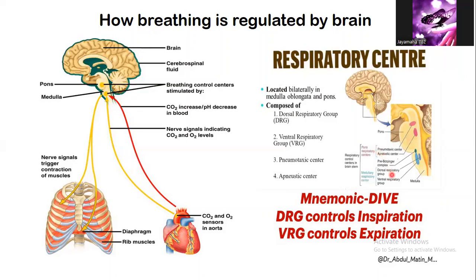And there's another center situated in the pons, called the apneustic center. It helps in the stimulation of prolonged inspiration.